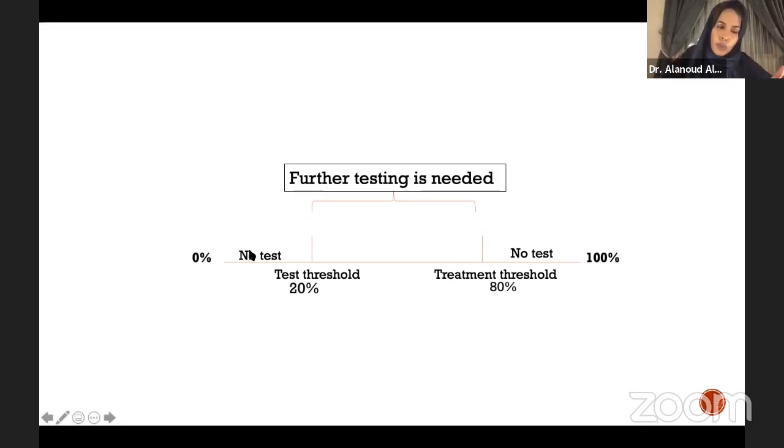When the probability is below the threshold of testing, don't do anything. And when it is beyond the treatment threshold, don't test anything. Go ahead and treat, okay?